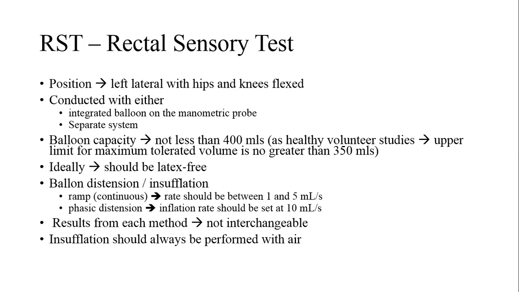Balloon distension can be done in two ways. One is a continuous ramp up insufflating the balloon. The other method is gradual distension of the balloon. If it's a ramping up of the balloon, it should be done at 1 to 5 mL per second. But if it's a stepwise distension, it should be done at about 10 mL per second.